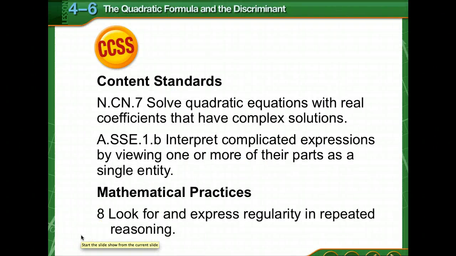Okay, today we're going to be discussing the quadratic formula and the discriminant. So here are our content standards, and our mathematical practice is 8, what we're going to be using when we do our assignment.